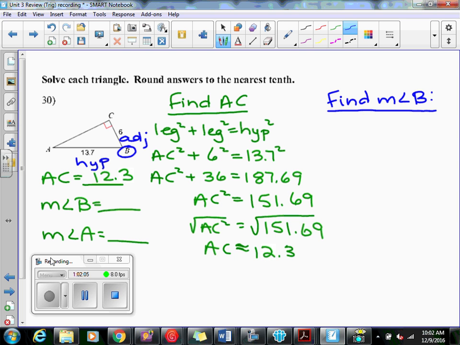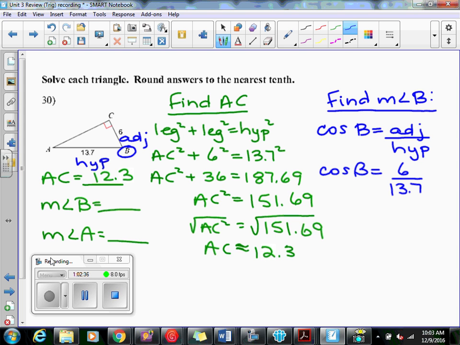Now, if I have adjacent and hypotenuse, which ratio is that? Sine. Adjacent hypotenuse is, oh, no, cosine. Remember SOHCAHTOA, C-A-H. So cosine is adjacent over hypotenuse. So cosine of angle B equals adjacent over hypotenuse. Now, if I plug in, the cosine of angle B equals adjacent, which is 6, over hypotenuse, which is 13.7.